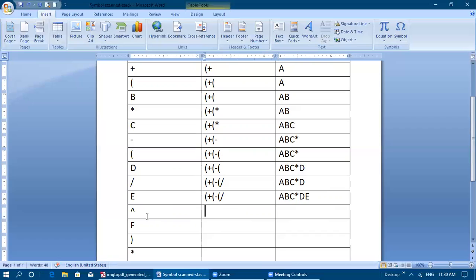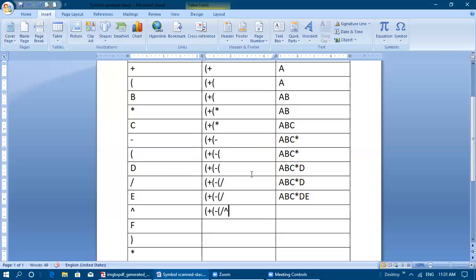Now we are going to encounter cap. The operator at the top of the stack needs to have the same precedence as the scanned operator, or higher. It is not the same, and it is not higher than this cap. Division is not higher than the power operator. The power operator has higher precedence. So we need to push it into the stack. After this division operator, we insert this cap.